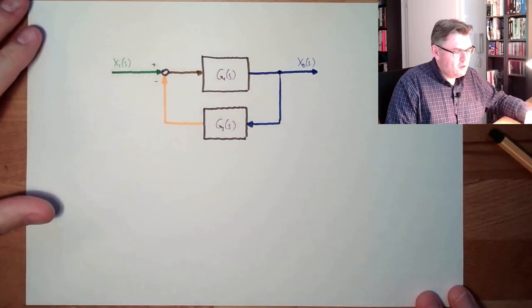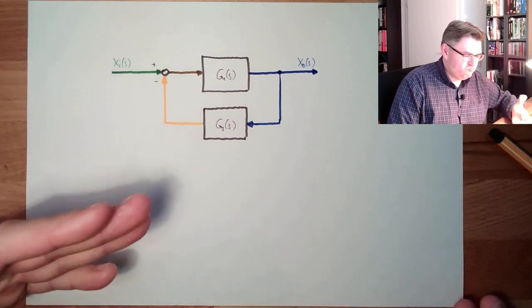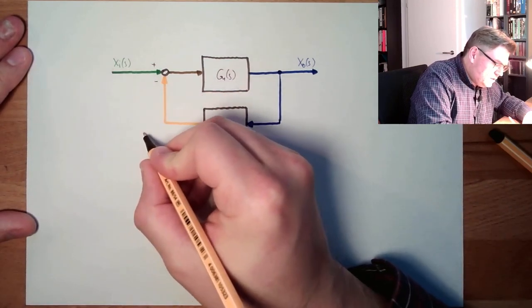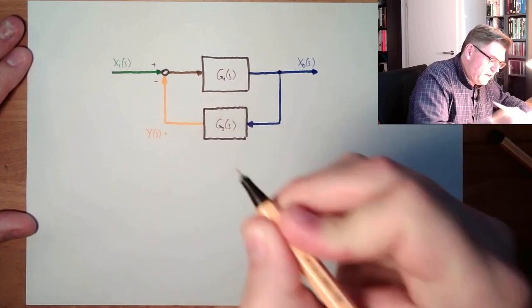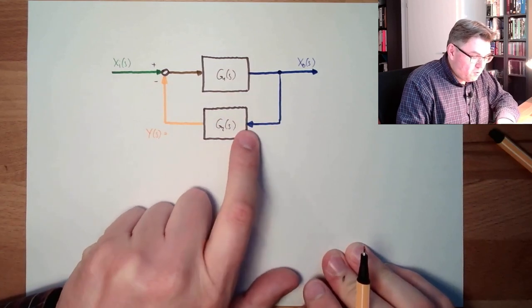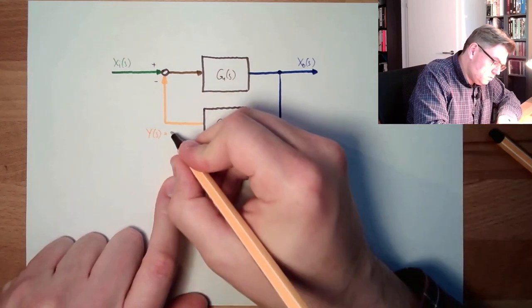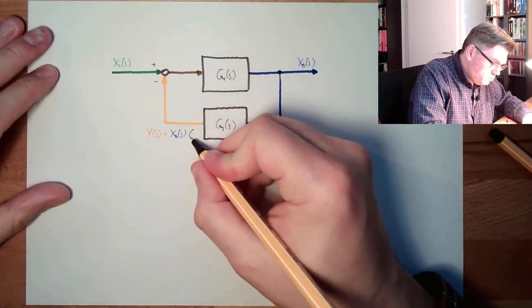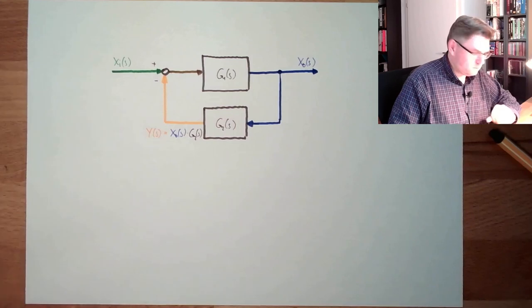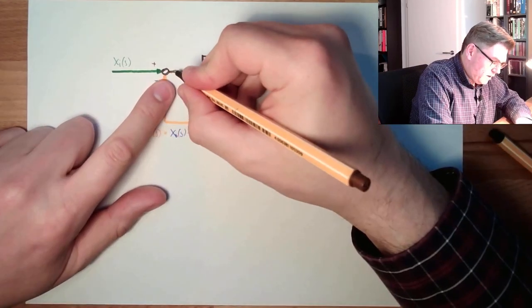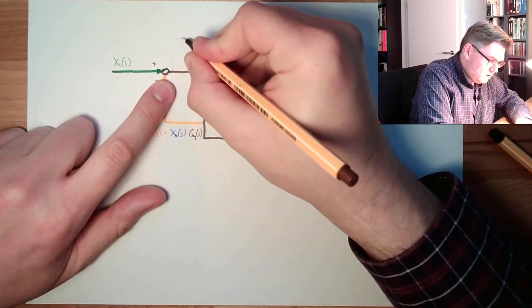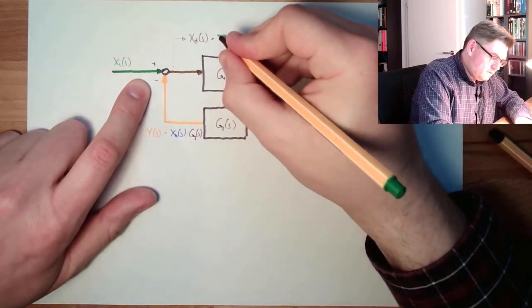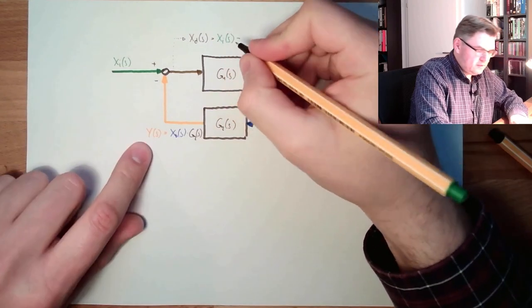How to start? Simply by naming all possible variables, all possible signals. So I just tell this signal here, this is the signal y. Just name it. And this y from s is the input of this one, so this would be XO multiplied by the transfer function G2. Now, what is this? I call this XD for difference. What is this? This is XI minus y.